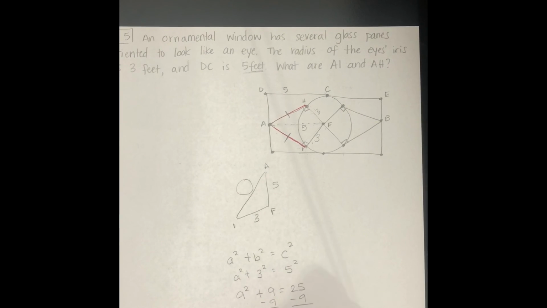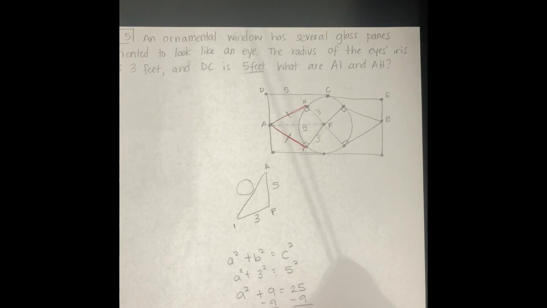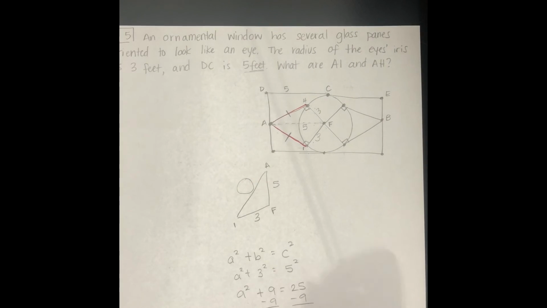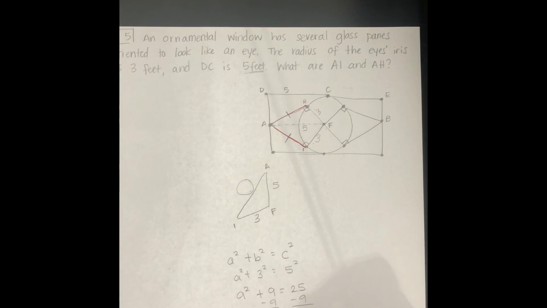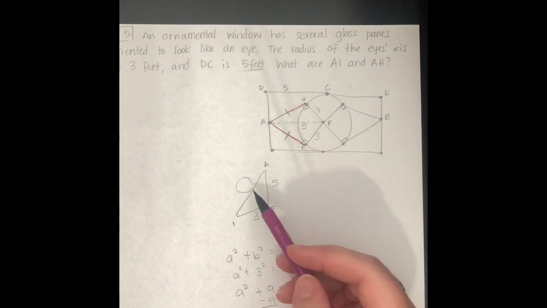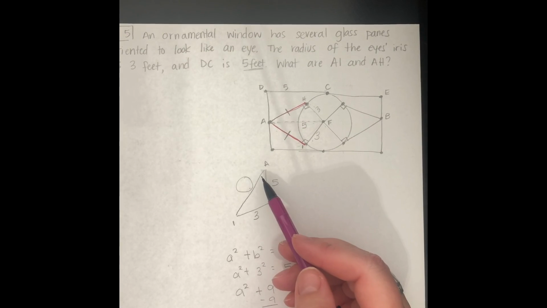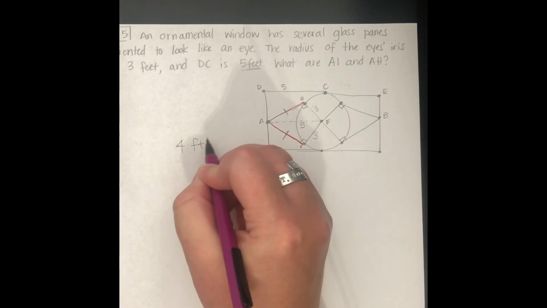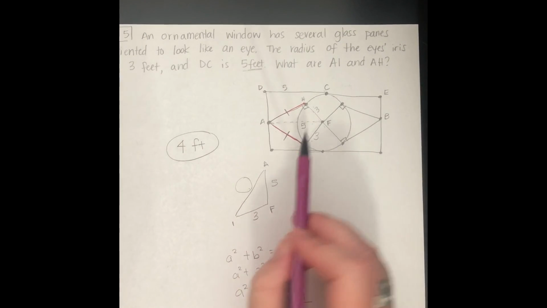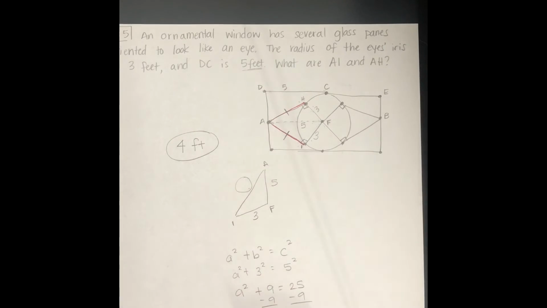To get rid of this square, you do the opposite. You take the square root of both sides. So A equals, the answer is plus or minus 4, but since we have a side here, it's not going to be a negative length. So 4 is our answer. We have 4 feet for AI and AH. They're the same, so they're going to be 4 feet.